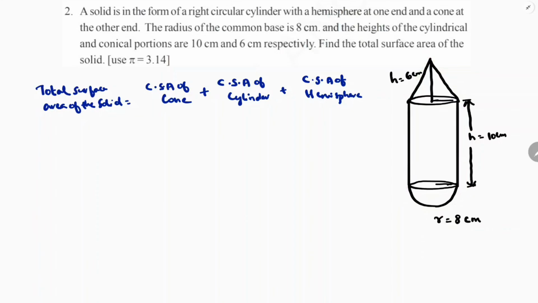Now here, if I write the formulas for all, curved surface area of cone is pi r L, curved surface area of cylinder is 2 pi r h, and the curved surface area of hemisphere is 2 pi r square. So again I'm telling here, you should try to take maximum common, then try to simplify. The problem will be easy. Pi r, if I take common, L plus 2h plus 2r.